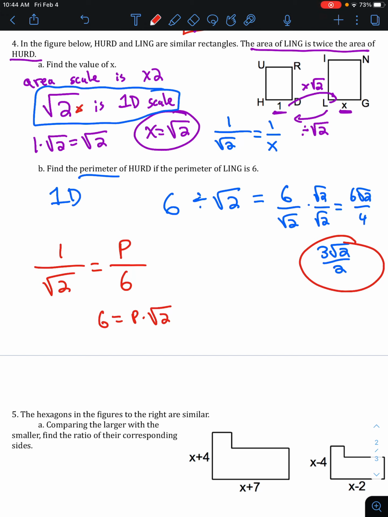The square root 2, I think, adds a degree of difficulty here that you will not necessarily see on the quiz. The key idea is that if you have the area scale factor, you take the square root of that to get to the side length scale factor. That is the key idea. So don't worry as much about doing math with square roots of 2 or radicals. Just know that whatever the scale factor of the area is, you square root that to get the scale factor of the side length.